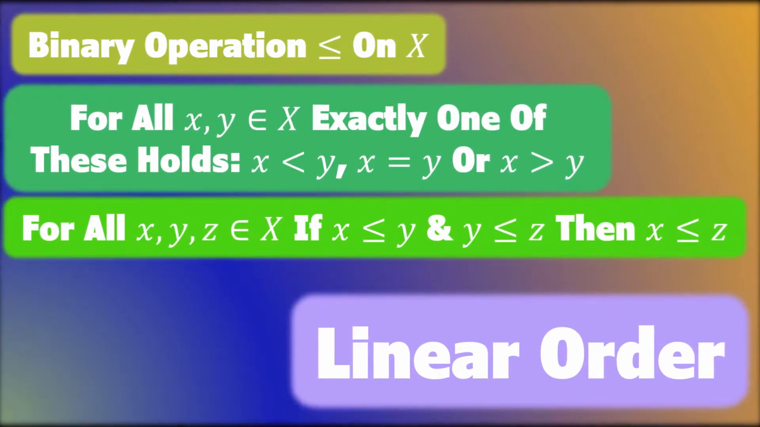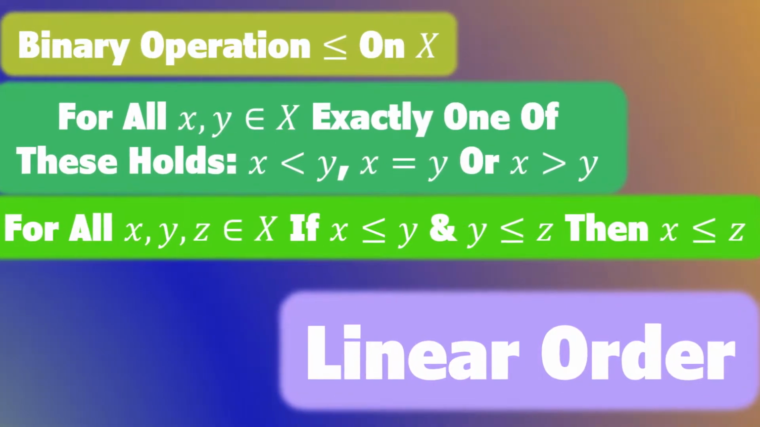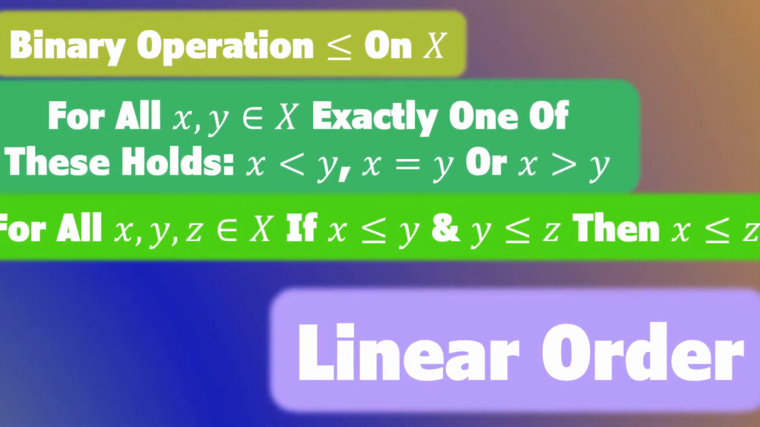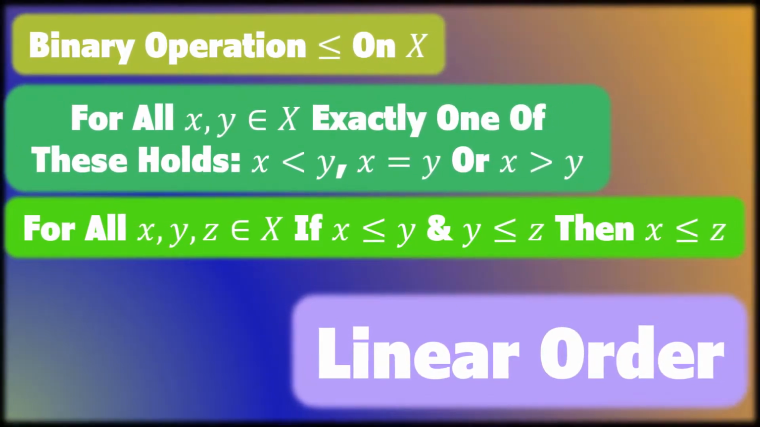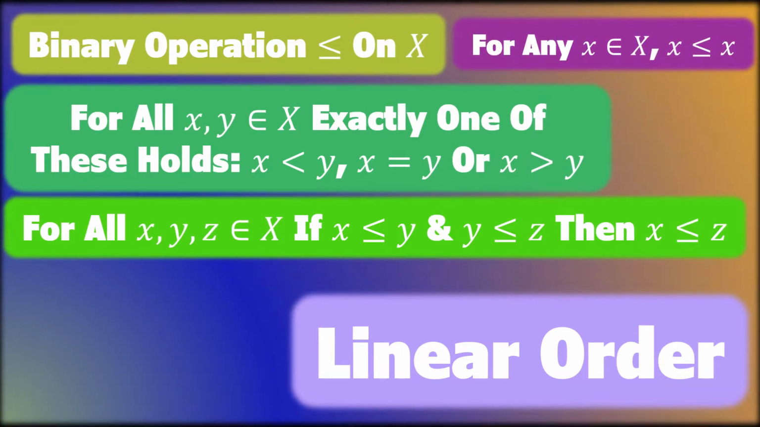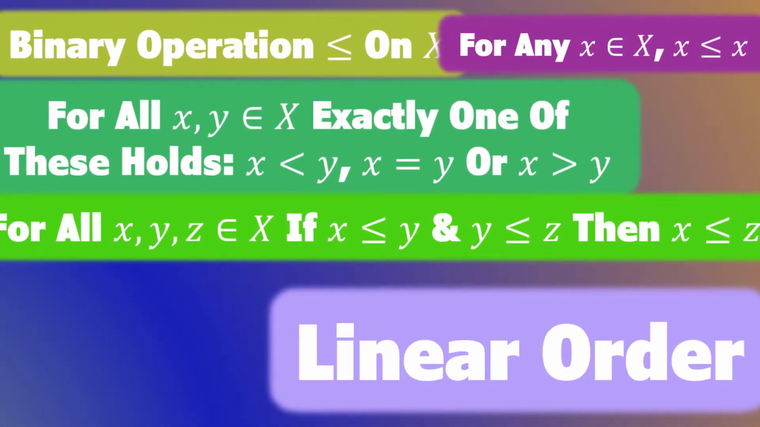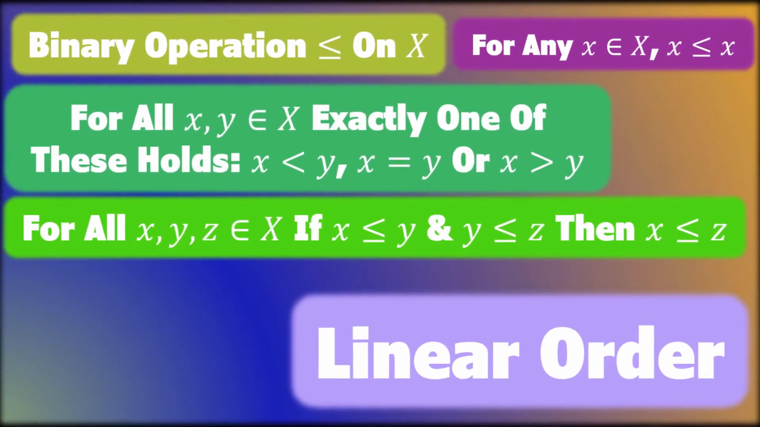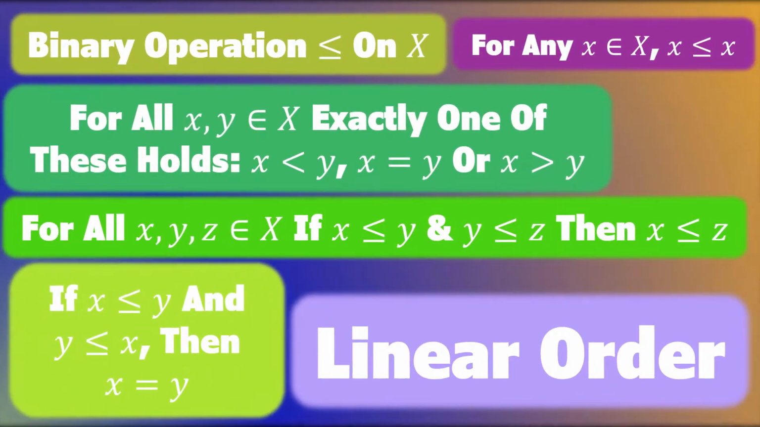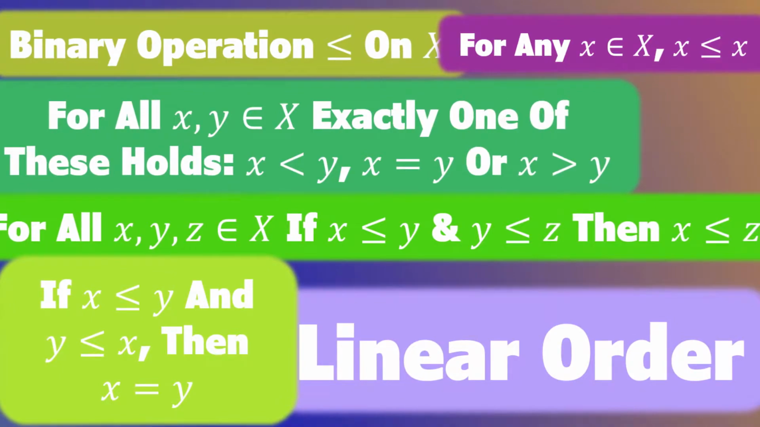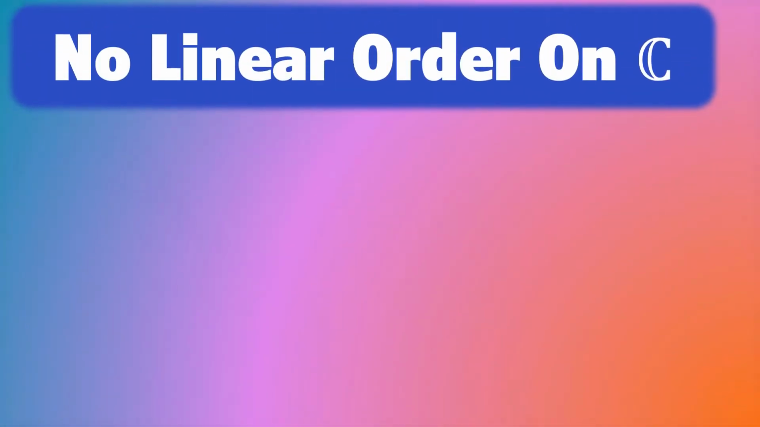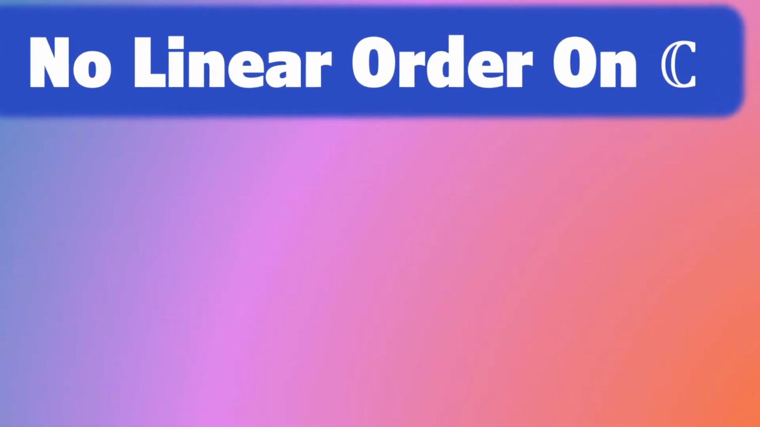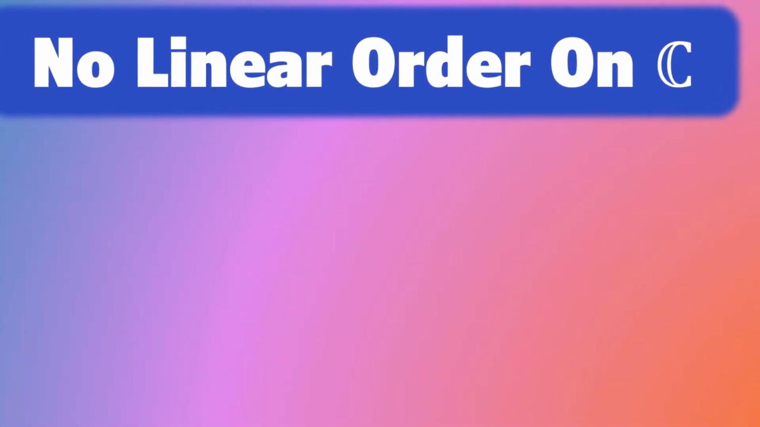Secondly, the binary relation needs to be transitive, i.e. for all x, y and z in X, if x is less than or equal to y and y is less than or equal to z, then x is less than or equal to z. Thirdly, we have that for any x in X, x should be less than or equal to itself. Fourthly, if x is less than or equal to y and y is less than or equal to x, then x equals y.